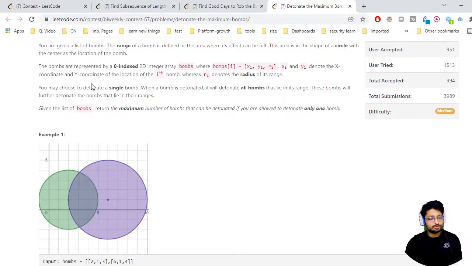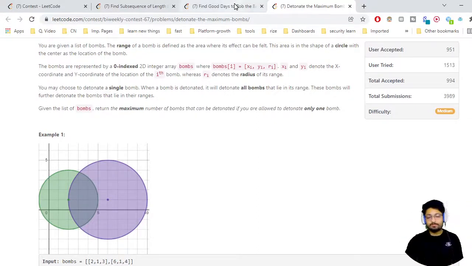So you may choose to detonate any single bomb. You will have to start with any single bomb. When a bomb is detonated, it will detonate all the bombs that lie in its range, and those bombs will further detonate the bombs that lie in their range. So it's like a DFS, it travels out. That means you have to do some DFS.